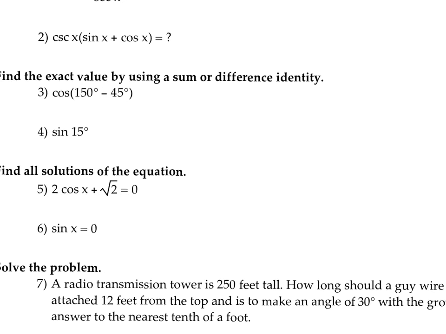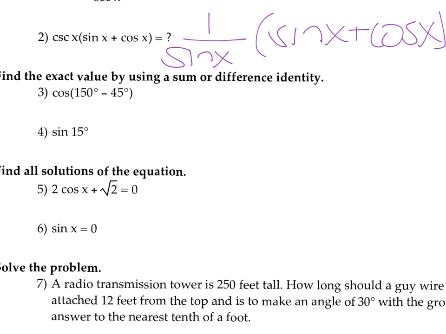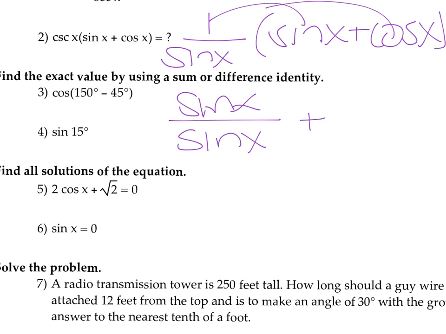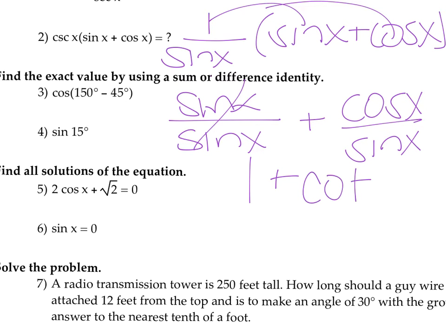Okay, now we're going to look at number 2. So this is cosecant x times sine x plus cosine. So cosecant's the same thing as 1 over sine of x. If I multiply that times sine of x plus cosine of x, I would distribute this in, and I'd get 1 over sine times sine, which is sine of x, over sine of x, plus 1 over sine times cosine, which is cosine of x, over sine of x. This becomes 1, and cosine over sine is cotangent of x.